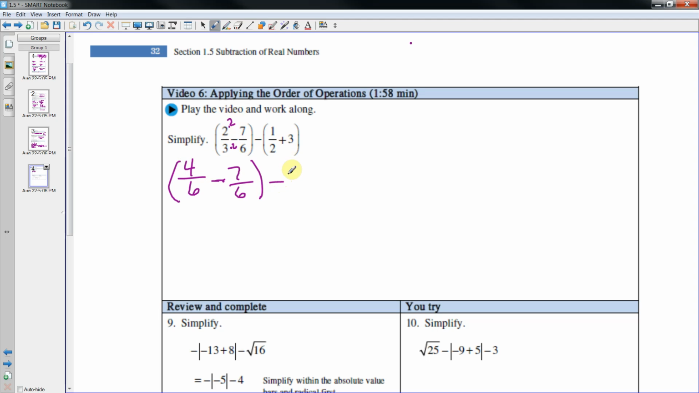Let's do the second parentheses. Here I've got 3 over 1, so the common denominator there is going to be 2. So the 1/2 stays. And then 1 times 2 is 2. 3 times 2 is 6 over 2.